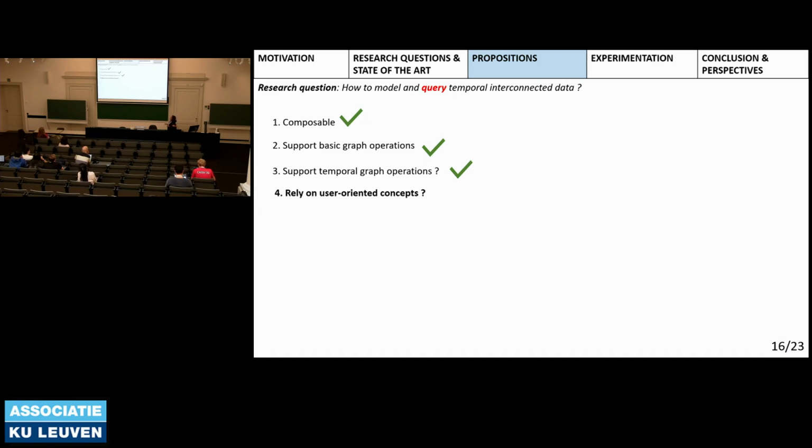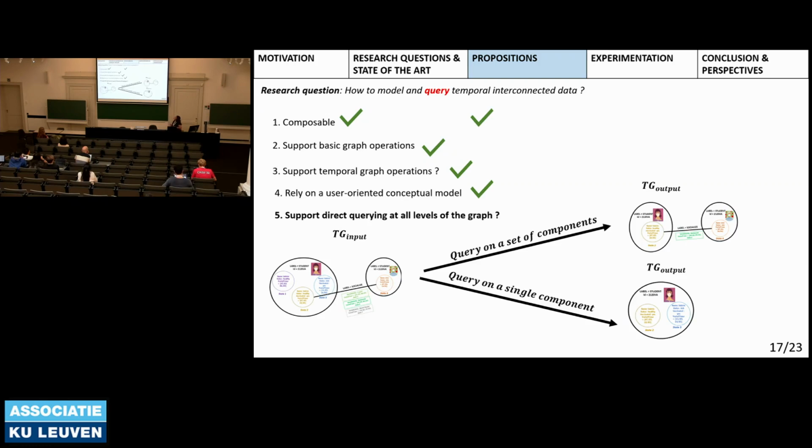Our operators rely on user-oriented concepts because they are based on our temporal property graph model. Last but not least, our operators support direct querying at all levels of the graph. Indeed, we have seen in the previous analysis that we can make a query on a single component of the temporal property graph, such as a single student. But we can also make a query on a set of components, such as several students.